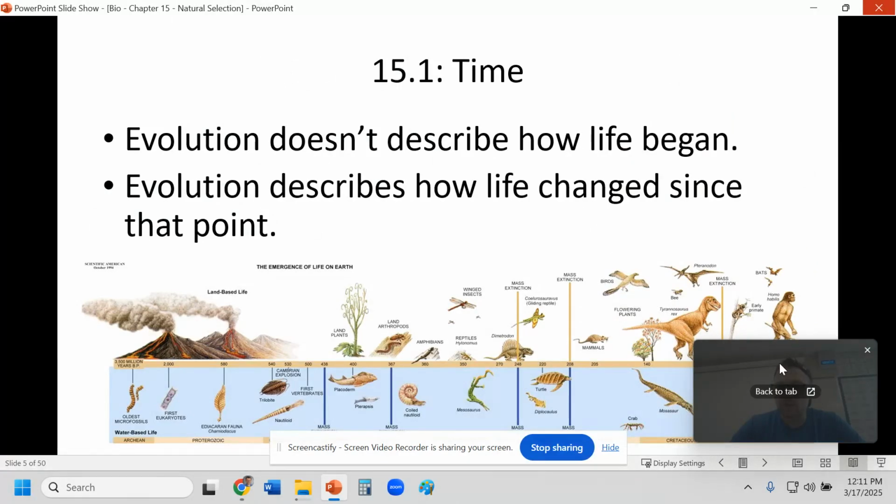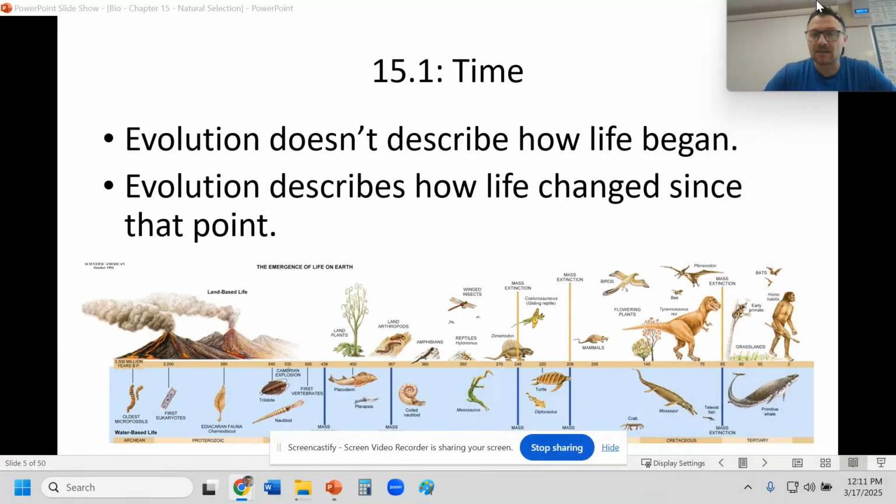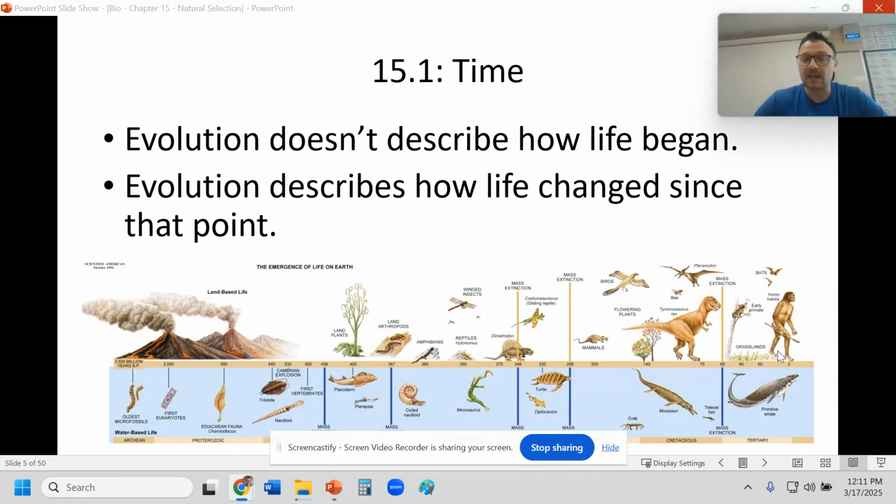A couple other things to go over in this section. Evolution doesn't describe how life began. Evolution just describes how life has changed since then. So don't think that evolution specifically talks about the beginnings of life. It more looks at how life has changed since that point.